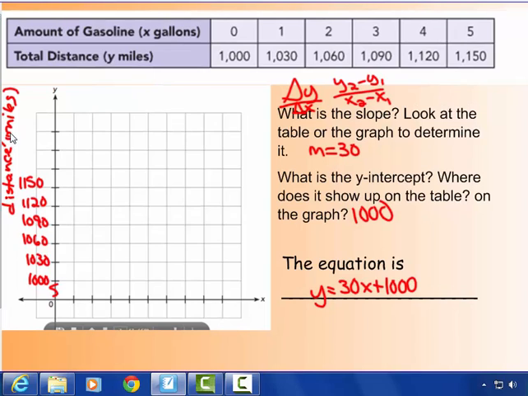And then the other one is gasoline, which we're keeping track of in gallons. So my gallons are from 0, 1, 2, 3, 4, 5 on my table. So just plotting those points. So when x is 0, y is 1,000. When x is 1, it's 1,030.